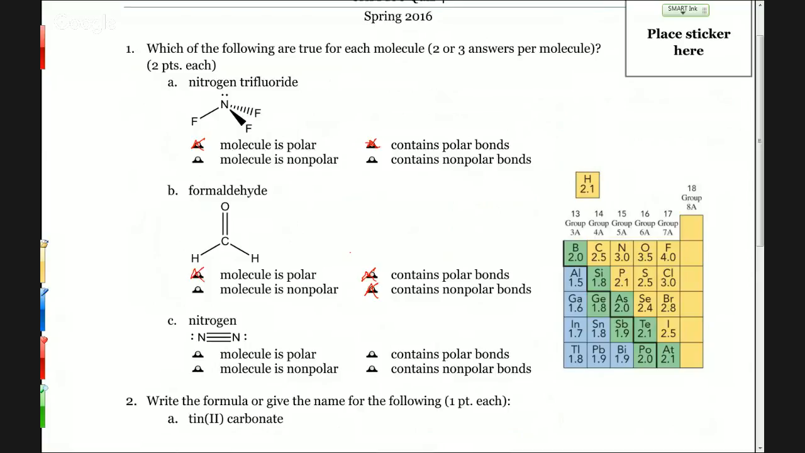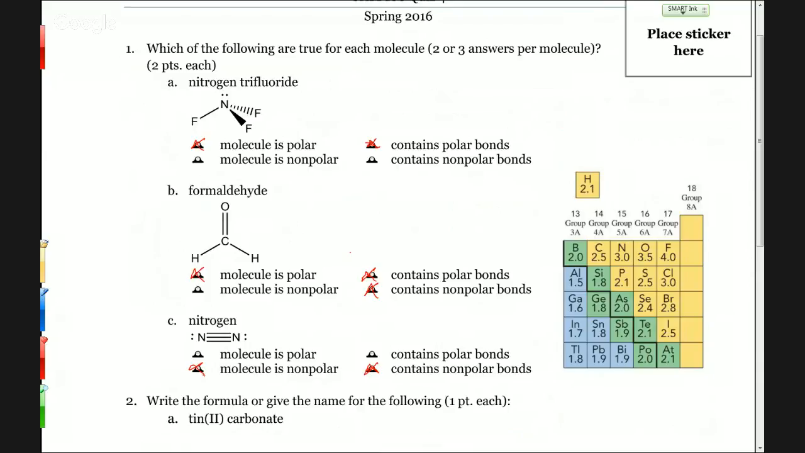That's formaldehyde. And then nitrogen, N2, does that have polar or nonpolar bonds, or both? Nonpolar bonds. There's no difference in electronegativity between nitrogen and nitrogen. They're the same thing. So those would be equally shared. And then the molecule must also be nonpolar because that's the only bond in there.